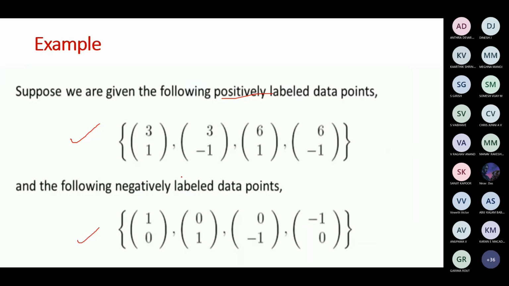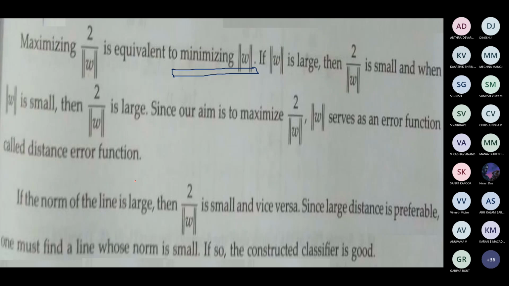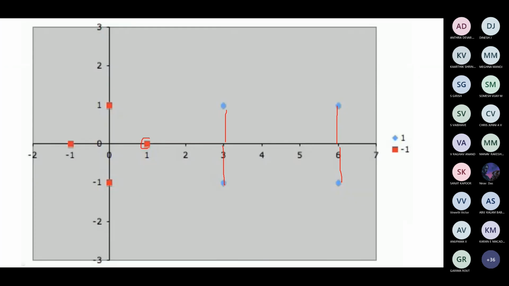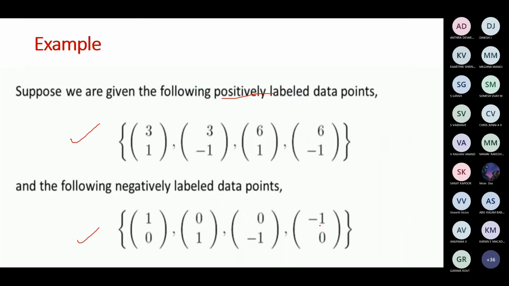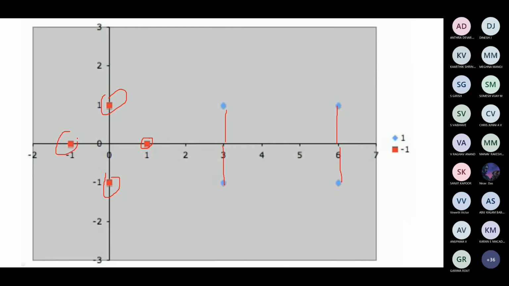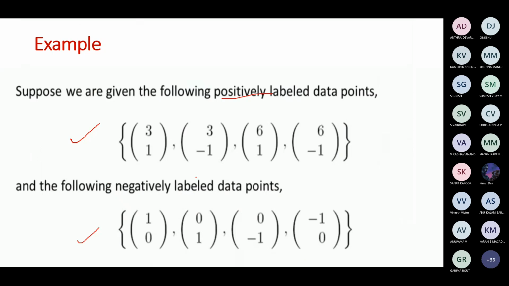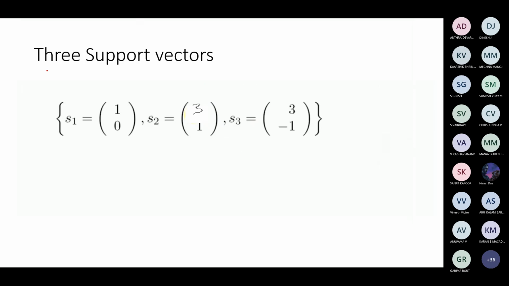Okay, students, now I have plotted this. Then the negatively labeled data points: (1, 0), (0, 1), (0, -1), (-1, 0). So I have plotted the points. Now, having said that, I have got three support vectors.